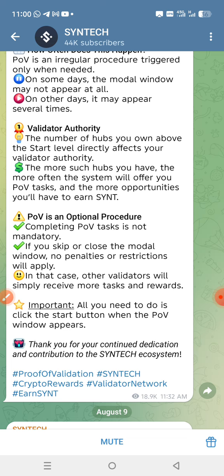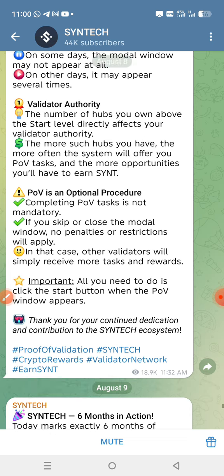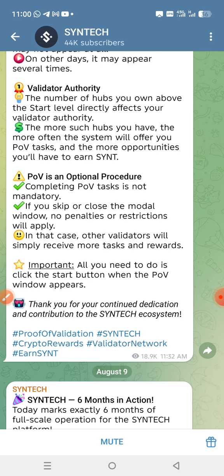Now, if you choose to skip it, you have no penalty to pay. All right. What it also means is that once you skip it, you are giving some of us more work to do. What you are supposed to validate that you didn't validate will come to me or somebody else to validate, and the person will earn the points you didn't want to earn. That's what it means. Now, an important note: all you need to do is click the start button when the POV window appears. Thank you for your continued education contribution.